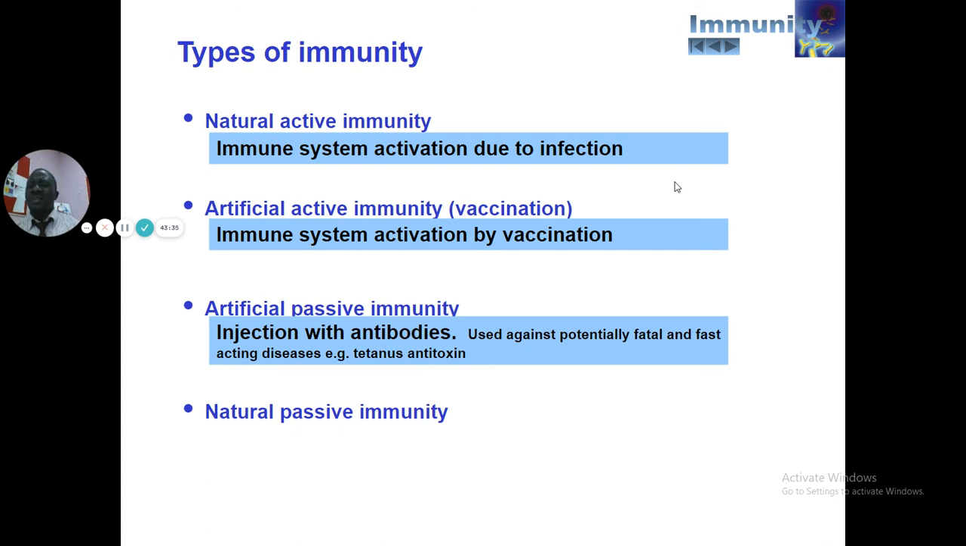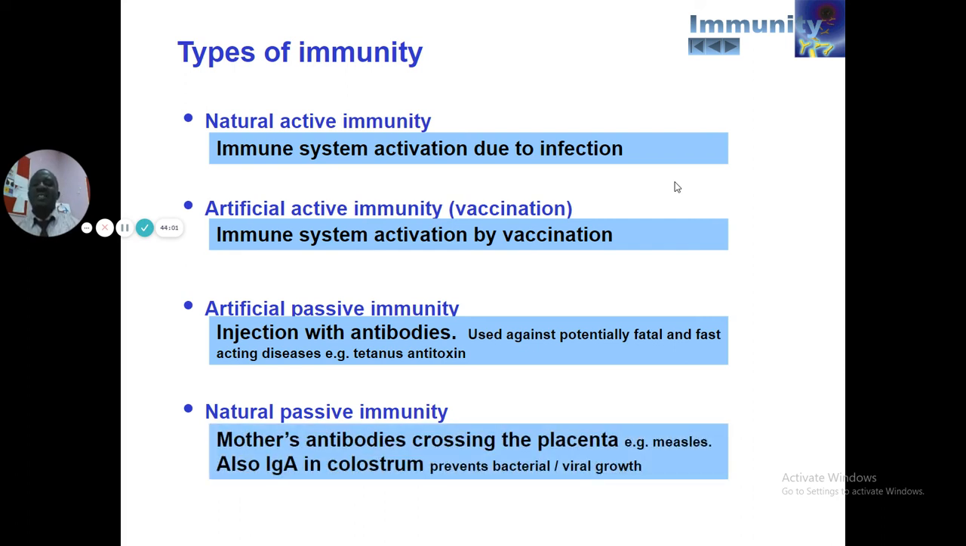Then artificial passive immunity. This one is when you are sick, they inject you with antibodies used against a potentially fatal and fast-acting disease, e.g. tetanus and antitoxins, but you never produce memory cells for it. It's artificial because it involves injection. Then we have what we call natural passive immunity. This is the easiest. This is the antibody. We get antibodies, which are known to be long lasting, from our parents via breast milk, via the placenta, colostrum, that prevent the virus from causing infections.